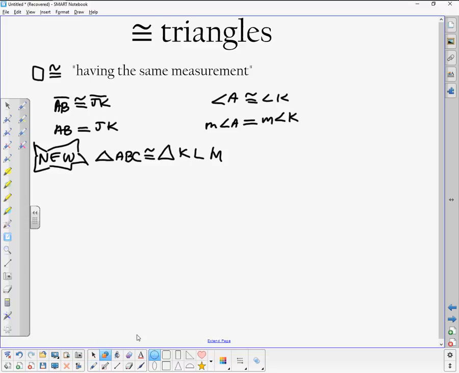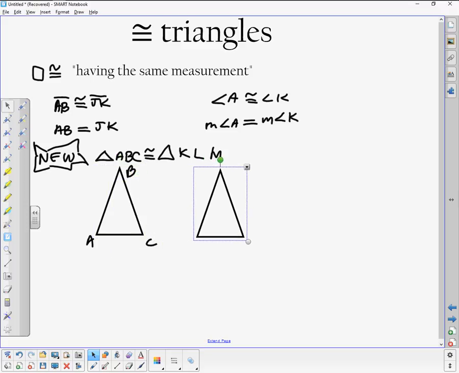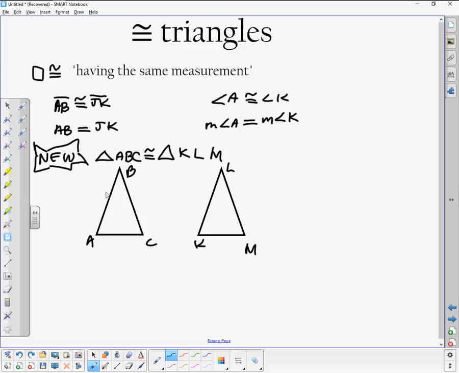So let me draw a triangle. Let me draw triangle ABC. This will be A, B, C. Let me copy the triangle. And that's triangle KLM. Let's start at the same place: K, L, M. Okay. Now the way that we write it is very special.